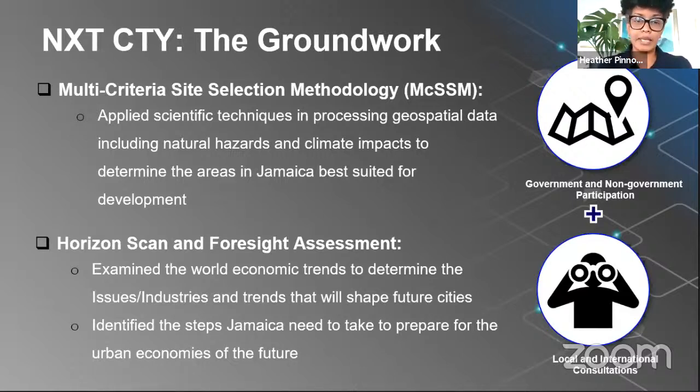What this is, is applied scientific techniques in processing geospatial and hazard data and climate impact data to determine which areas in Jamaica were best suited for development. Of course, in doing that, there are some exemptions. So certain areas like the existing cities, existing large conservation areas like the Cockpit Country were exempted. And then we looked at what were the physical areas in Jamaica suitable for the kind of development needed for urban growth across the country.